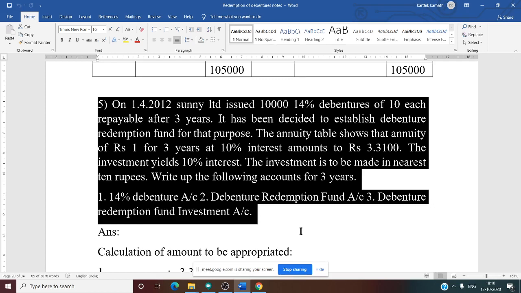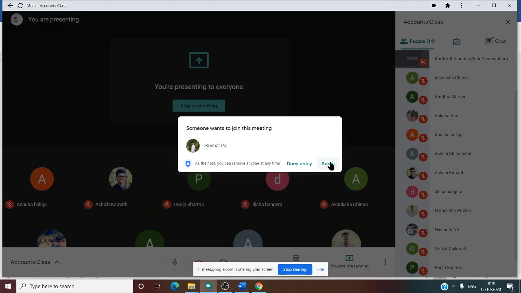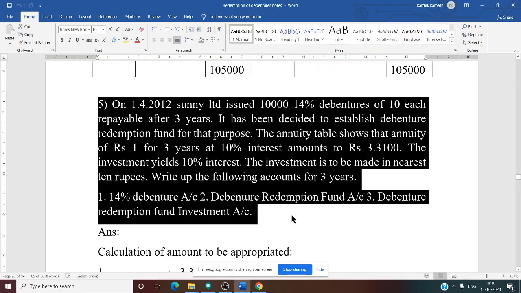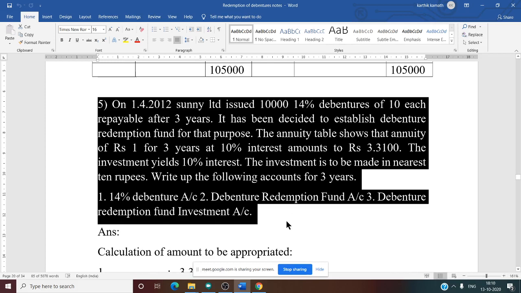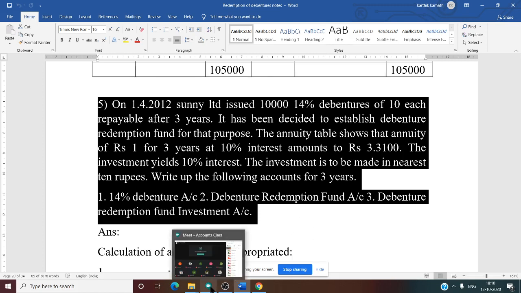While preparing the debenture redemption fund investment account, you are required to prepare the first 3 accounts only. That is 14% debenture account, debenture redemption fund account, and debenture redemption fund investment account. You are required to prepare the first 3 accounts only. Yes. So now what is different in this problem? What is different in this problem is the annuity table information.